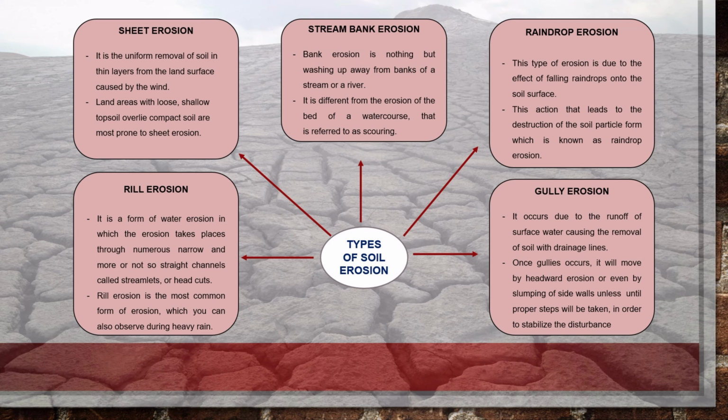The fourth type of soil erosion is raindrop erosion. This type of erosion is due to the effect of falling raindrops onto the soil surface. This action leads to the destruction of the soil particle form, which is known as raindrop erosion. The last type of soil erosion is gully erosion. It occurs due to the runoff surface water causing the removal of soil along drainage lines. Once gullies occur, they will move by headward erosion or even by slumping of side walls until proper steps are taken in order to stabilize the disturbance.